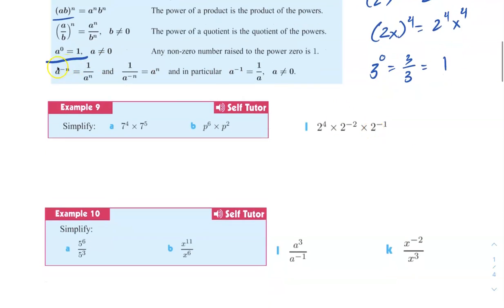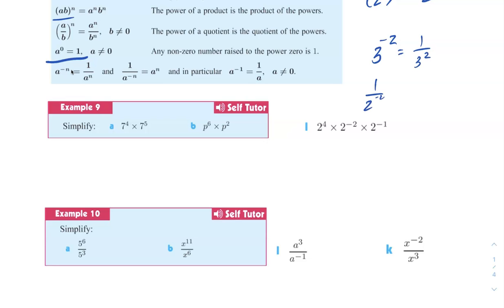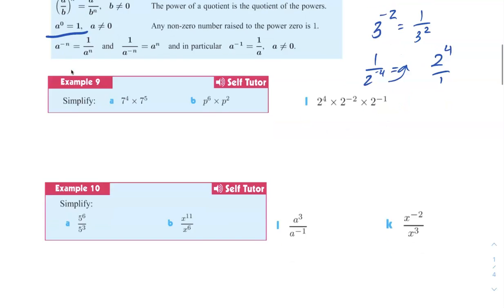And lastly, a negative power flips. Let me erase some of this. If you have 3 to the negative 2, that's the same thing as saying 1 over 3 squared. And likewise, if you have 1 over 2 to the negative 4, it's the same thing as saying you flip it up, 2 to the 4th over 1. So those are the basic rules. Now we're just going to apply them real quick.